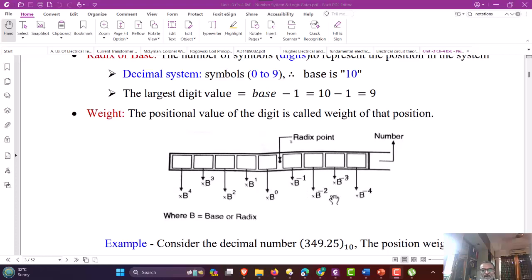Second position will be b raised to minus 2. Third position will be b raised to minus 3 and so on. For example, if it is a decimal system, then base will be 10. So this first position will be 10 raised to minus 1, meaning 0.1. Second position will be 10 raised to minus 2, meaning 0.01. Third position weight will be 10 raised to minus 3, meaning 0.001 and so on.